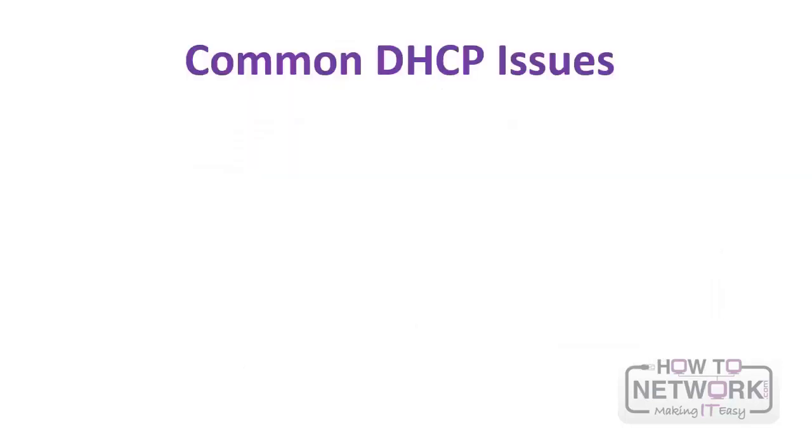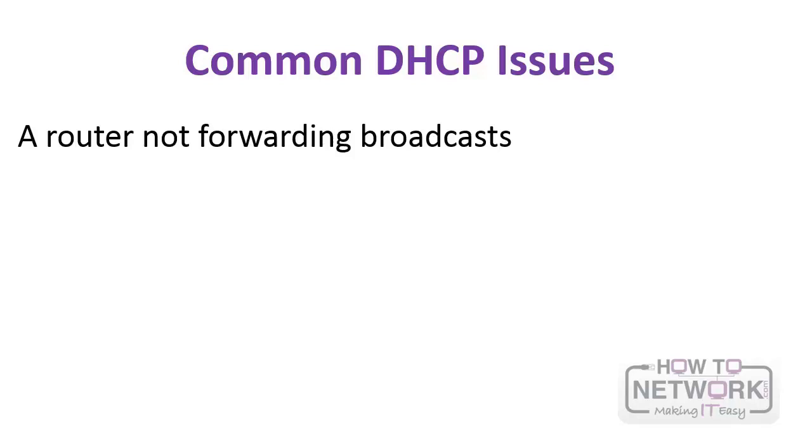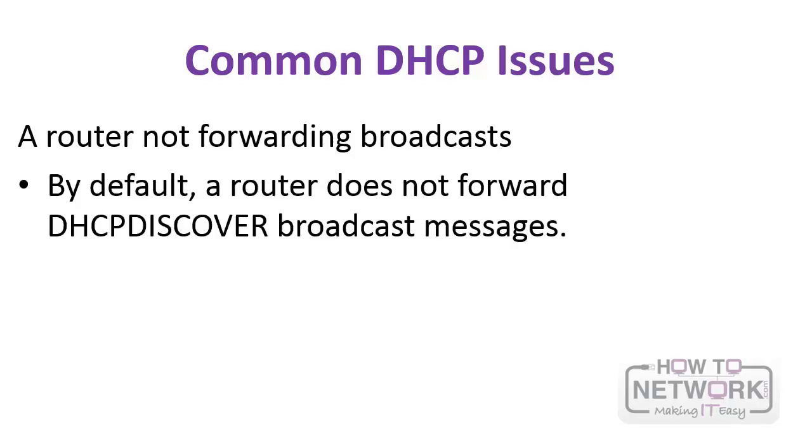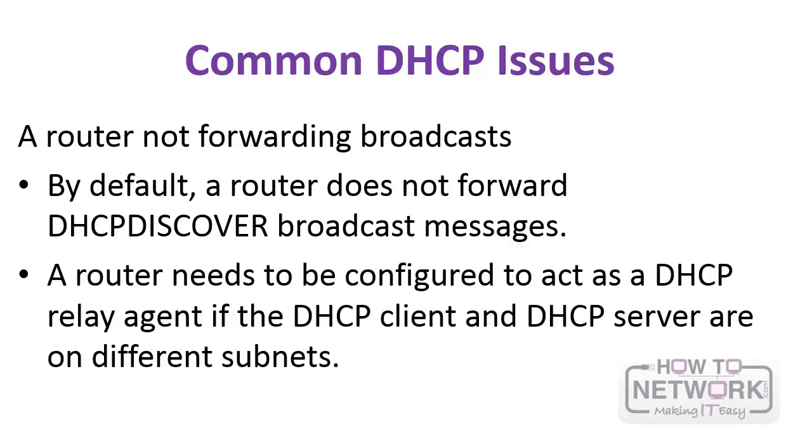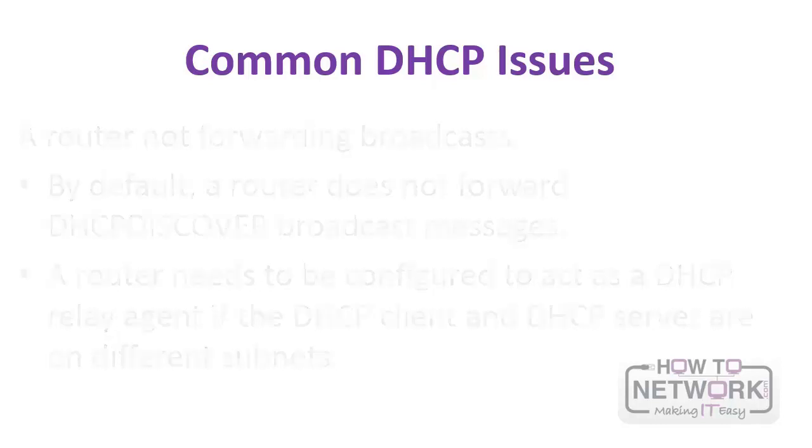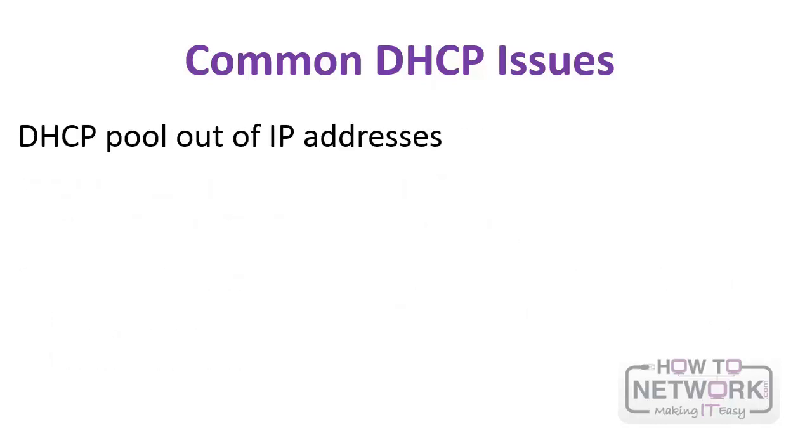Now that you understand DHCP message types, let's cover common DHCP issues. The first is a router not forwarding broadcasts. This could be a problem because by default, a router does not forward DHCP discover broadcast messages. A router needs to be configured to act as a DHCP relay agent if the DHCP client and server are in different subnets. The next issue is the DHCP pool running out of IP addresses.